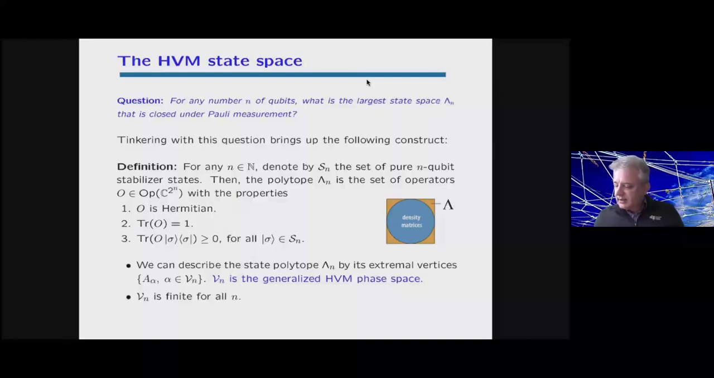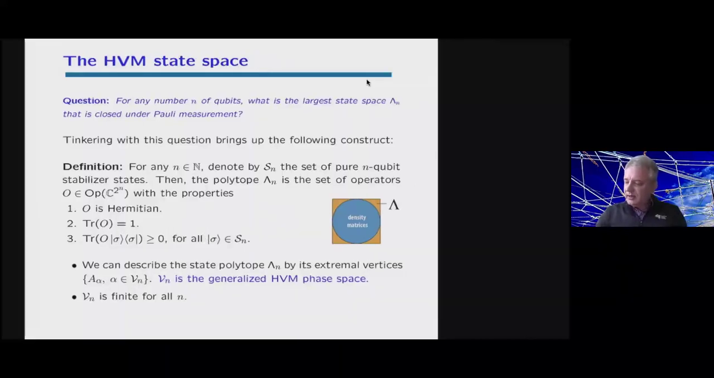Also, what we need to say is that our polytope can be described by its external vertices. And so these vertices have a label, and the set of these labels forms our generalized phase space. This is what we call phase space in this context. And the point to make is that our phase space is finite for all numbers of qubits.